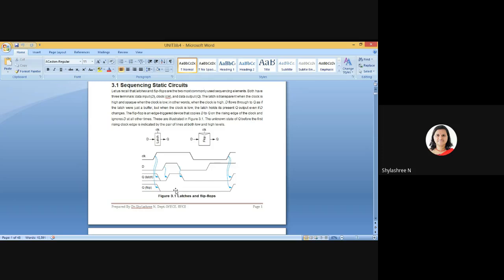Are you getting it? This concept is clear. So the latch is transparent when the clock is high and opaque when the clock is low. When the clock is high, D flows to Q, as the latch just acts like a buffer. Buffer means whatever value is on D is just passed on to the Q output. But the flip-flop is not like that. The flip-flop is an edge triggered device that copies D to Q only on the rising edge of the clock and ignores the D value at all other times. Are you getting it?